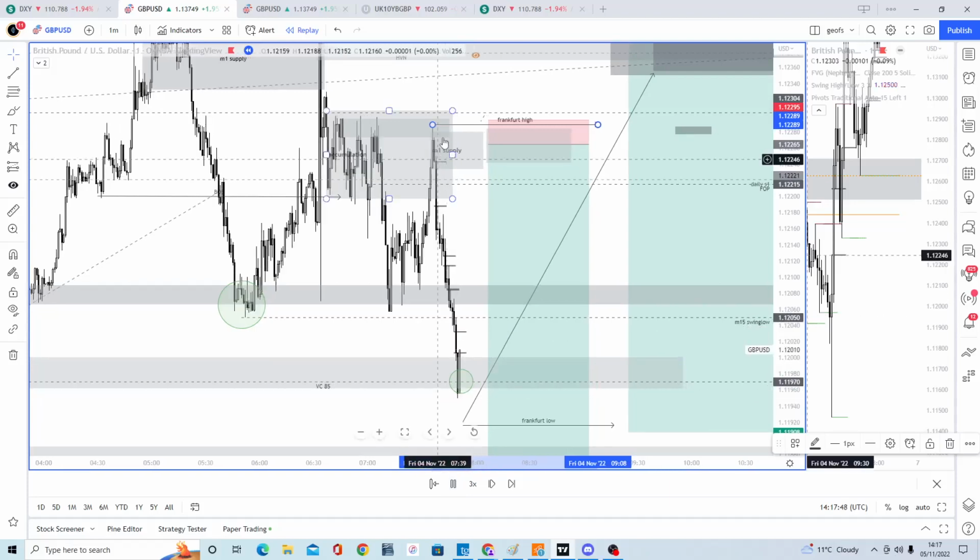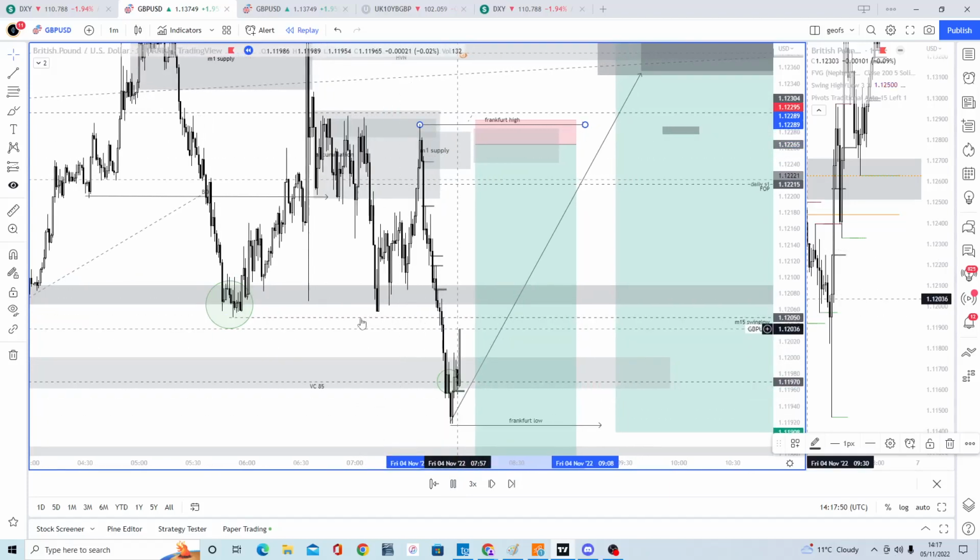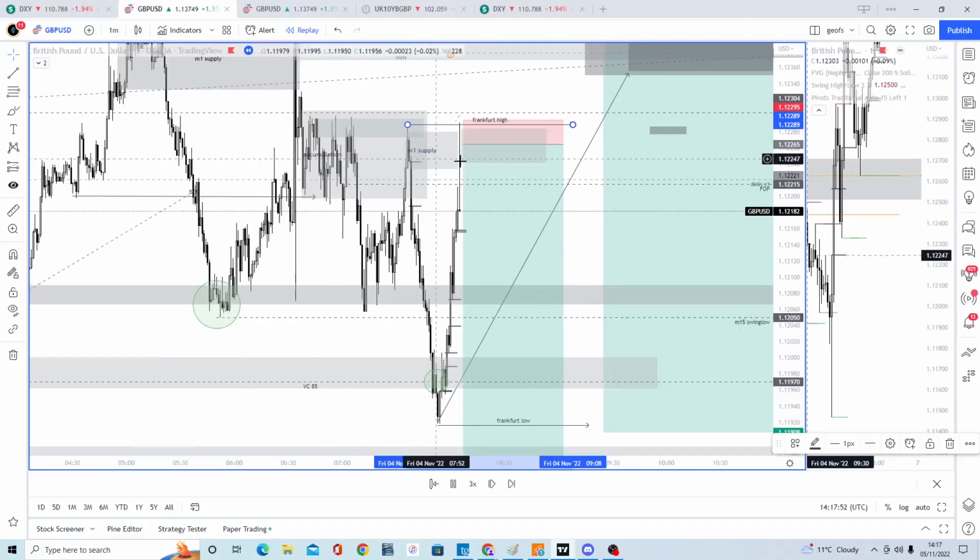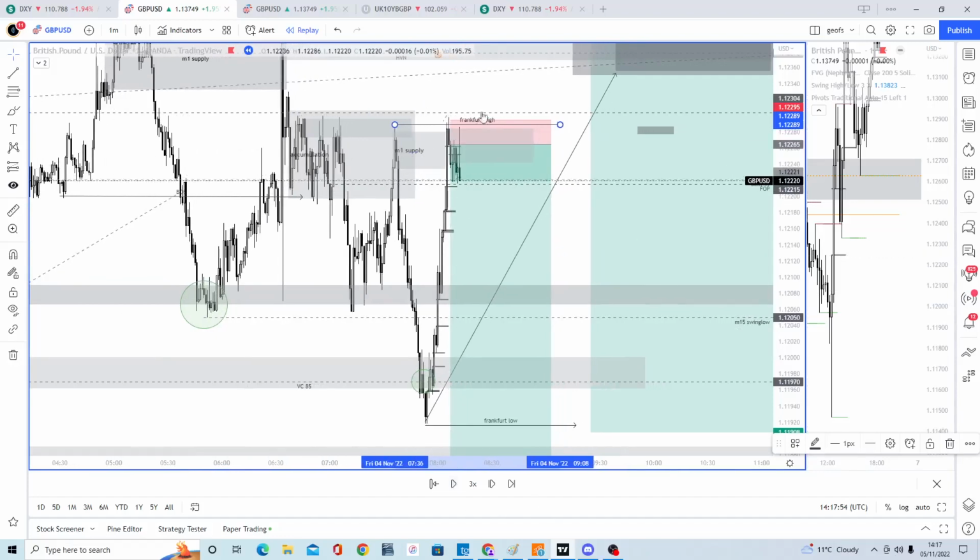So we'll create an M1 supply, broken structure here, okay? Broken a structure, M1 supply. Very quick takeout of the Frankfurt high, okay? So I'm now in this trade. It was based on absorption at the time, but I'm not really talking about this trade. I'm actually going to focus on the next one because this trade didn't work out for me.